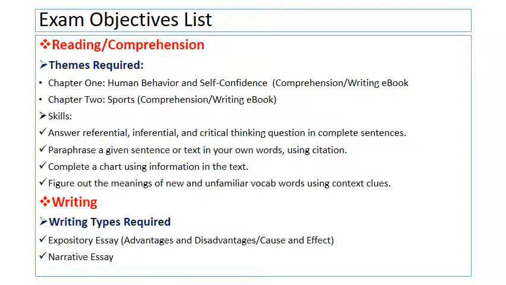So this is an overview. Themes required. Chapter 1, Human Behavior and Self-Confidence. It's in your comprehension and writing ebook. Chapter 2, Sports, also comprehension and writing ebook.